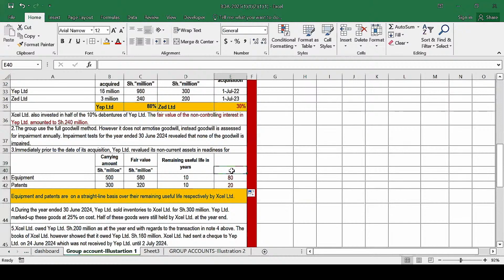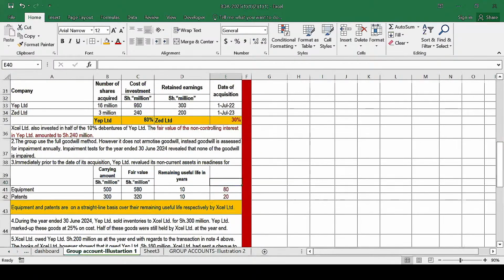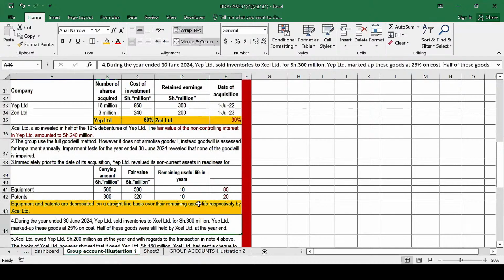We are told equipment and patent are depreciated on a straight line basis over the remaining useful life. There is something I think which is missing here, this one should be equipment and patent are depreciated. So given this information, and I hope you can see down here, we're given the expected useful life, we need to compute the depreciation overcharge.